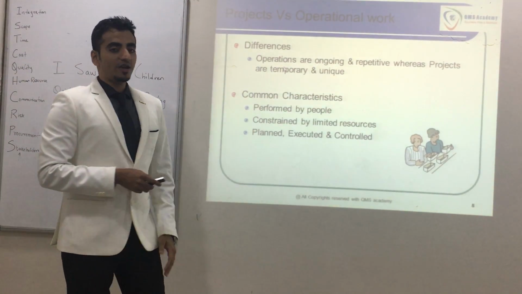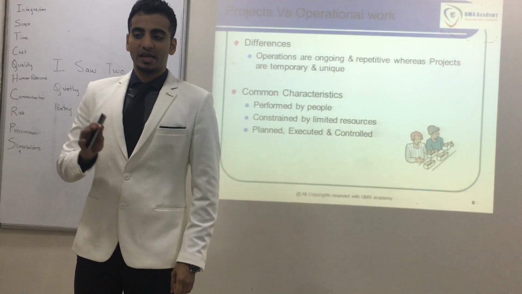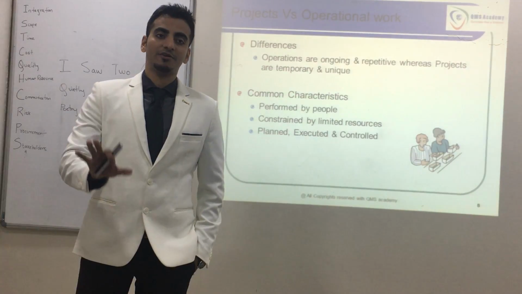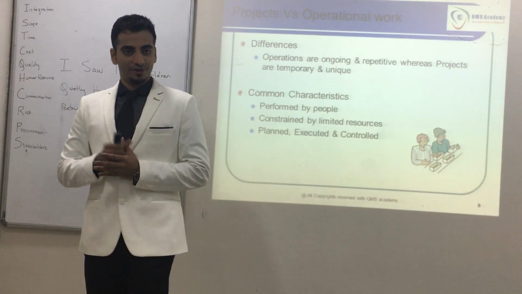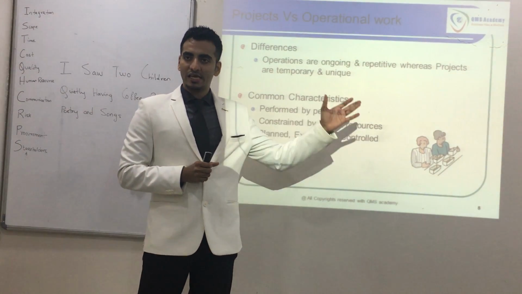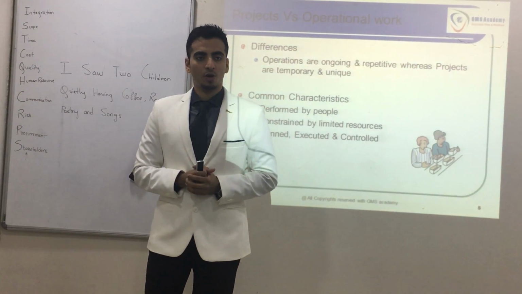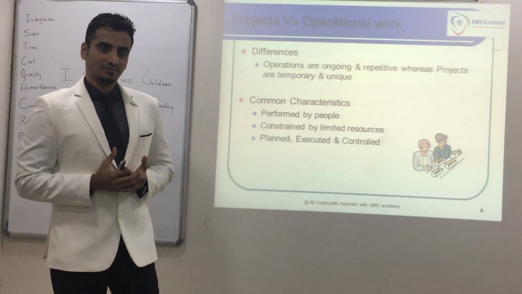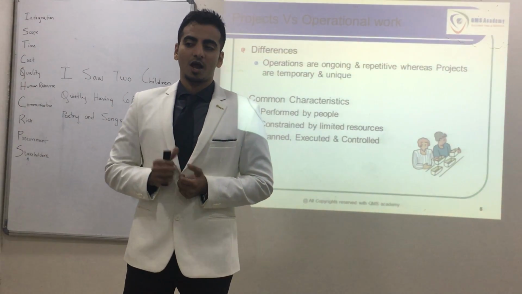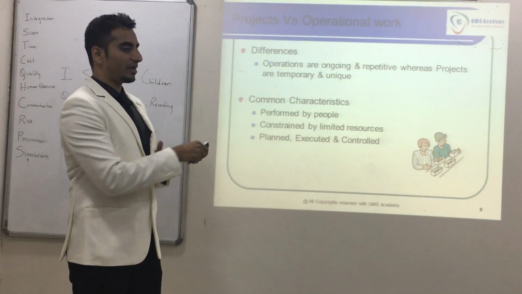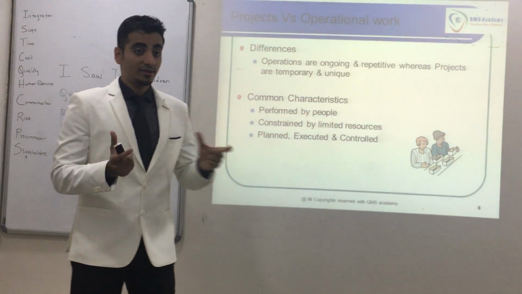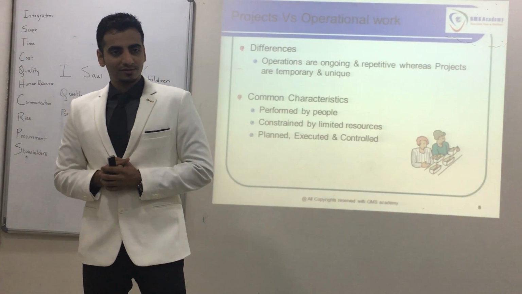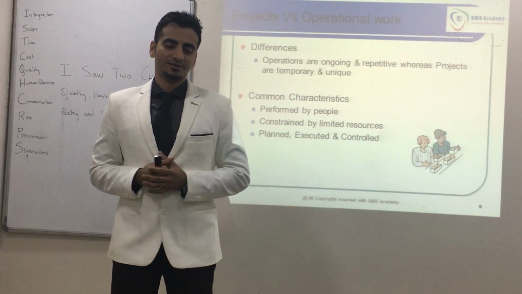Now, when we have seen these characteristics, the next thing we are going to see is the difference between operations and projects. How are these 2 different? First, let's see what is an operation and then what is a project. We say operations are ongoing and repetitive in nature. On the other hand, projects are temporary, which you have already seen, and they give a unique product or service or result. Now let's take a live example to understand what is operations and what is a project.